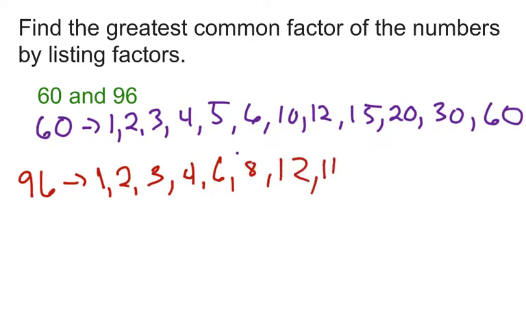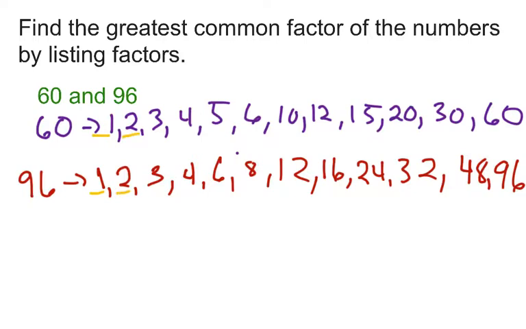So we have 16, 24, 32, 48, and 96. So now we can look at all of the common factors. So we see we have a 1, a 2, a 3, a 4. 5 is not common with both of them. We have a 6. We have a 12. This is why it's nice to list them in order. And then I can see after that I don't have any other common factors.